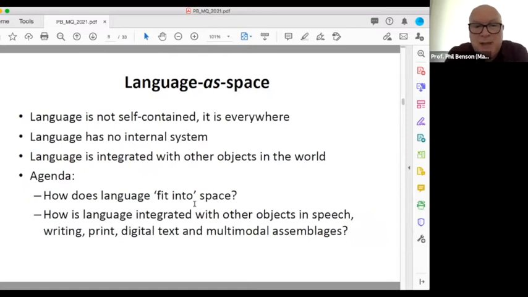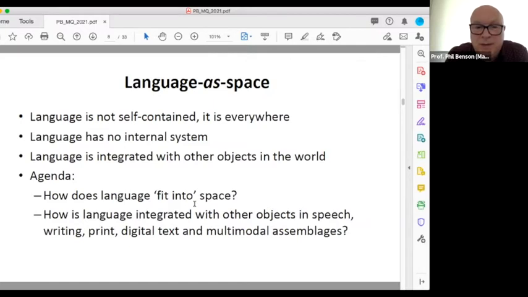From the language as space perspective, then again, language is not a self-contained system. It's not a self-contained object. Basically, language is everywhere, and in everything and part of everything. There's no particular reason to believe that language has an internal system that we can hope to capture, because it's not a self-contained object. Language is integrated with other objects in the world.